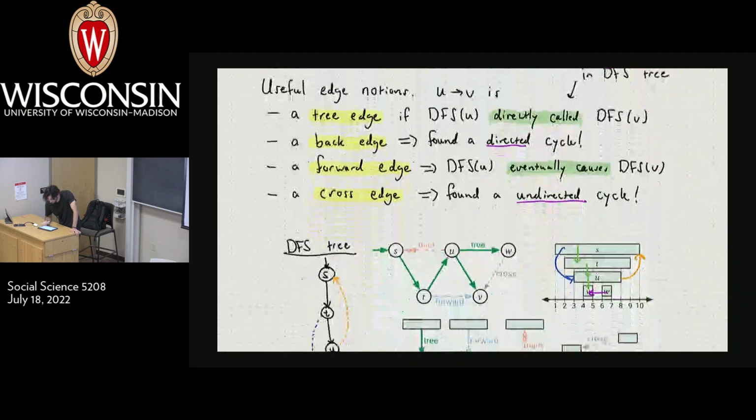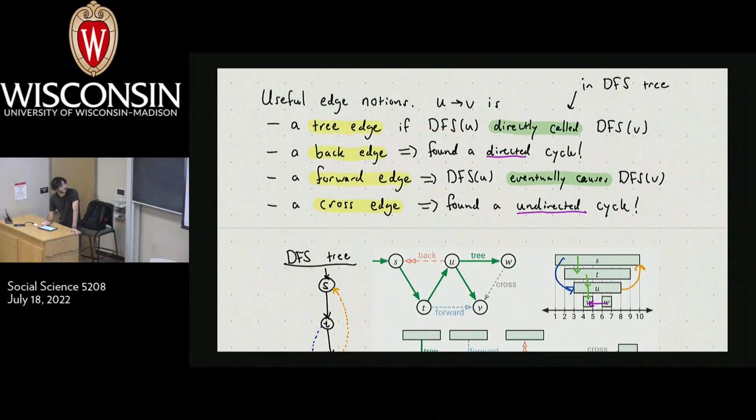So why do we care about these different edge types? So tree edges are the most obvious because that's what you're actually computing in a DFS. Back edges are really important because in the very next topic, our goal is to find cycles. So that's what those are used for. Forward edges and cross edges secretly do a lot of stuff for us.